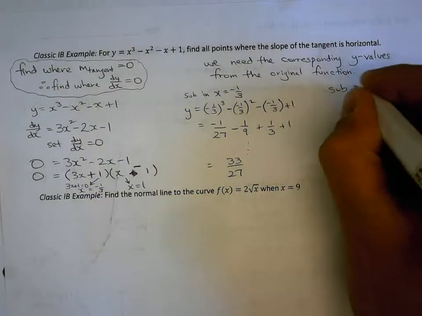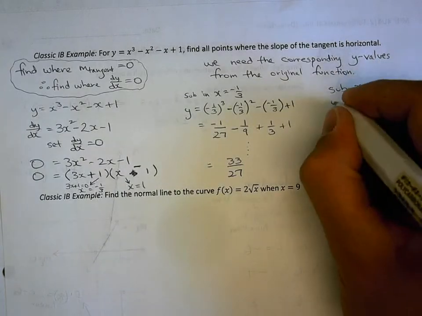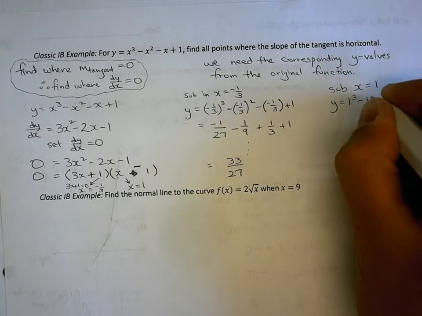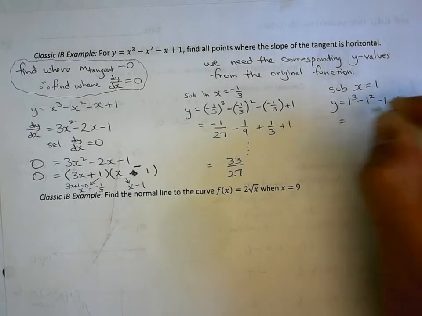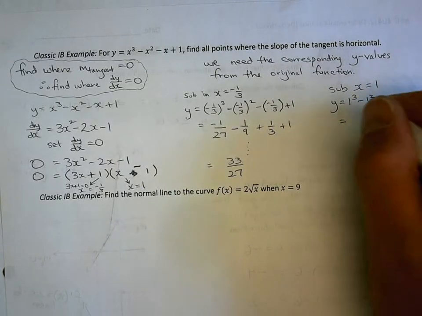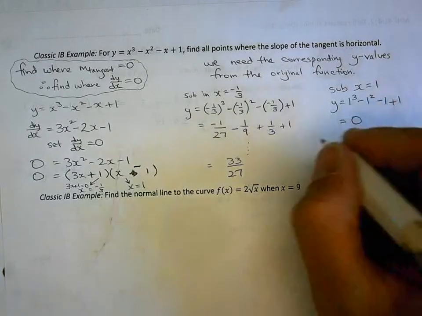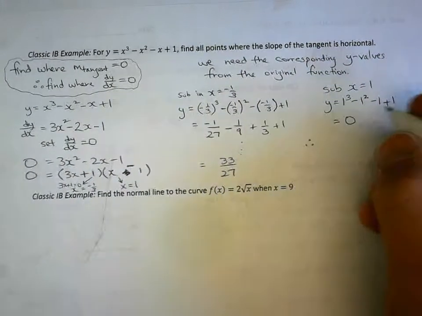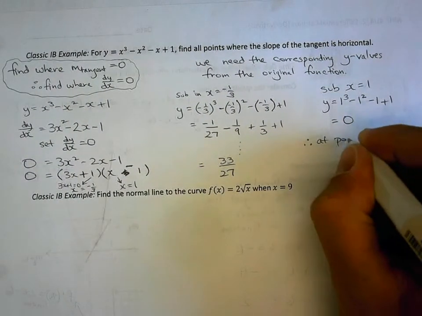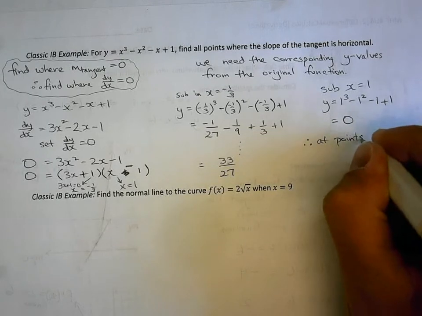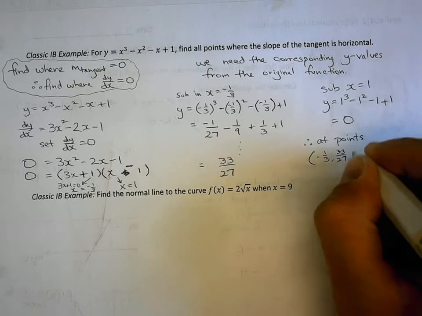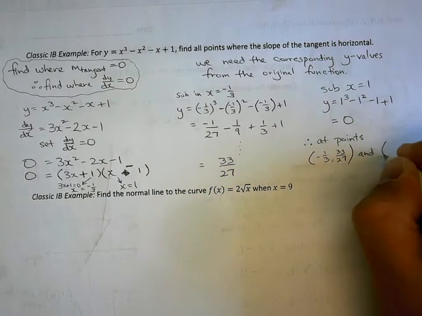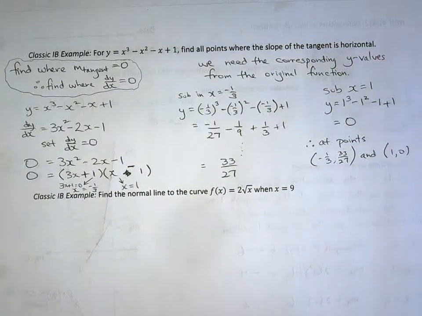And then you sub in x equals 1, and you get y equals 1 to the power of 3 minus 1 squared minus 1 plus 1. And that gives me 1 minus 1 minus 1 plus 1, so 0. So therefore, the slope is horizontal at the points negative a third, 33 over 27, and 1 comma 0. There we go.